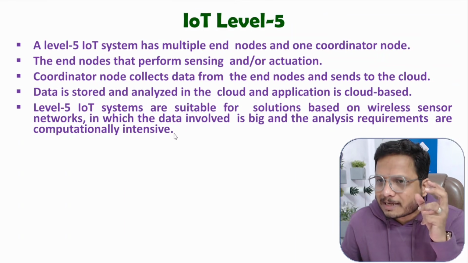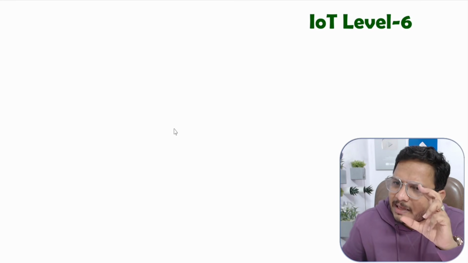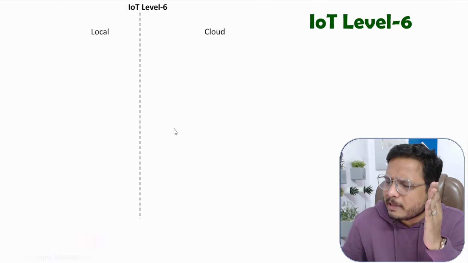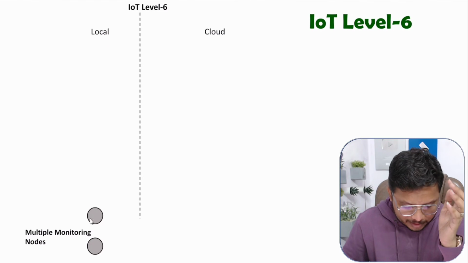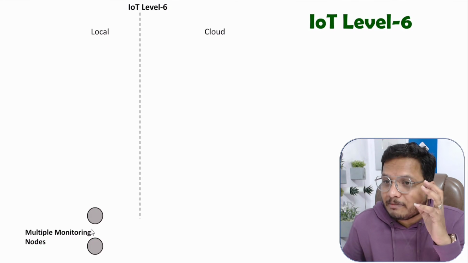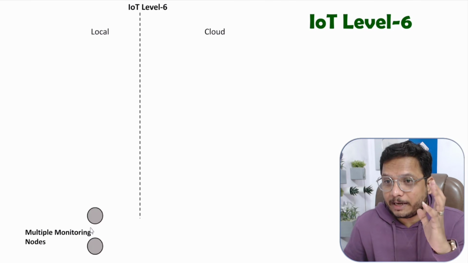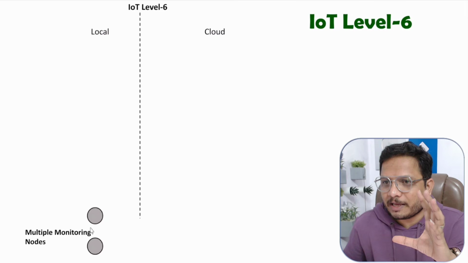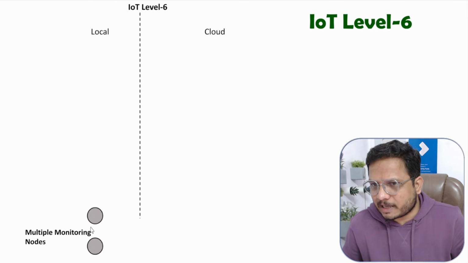Now there is the last system, that is level 6. Level 6 is also very near to level 5. There are a few differences that you need to understand. Here also there will be multiple monitoring nodes. These monitoring nodes can be a coordinator, a router, or an endpoint, right? All the possibilities are open here. The reason is that IoT level 6 is the highest IoT system, one can say.